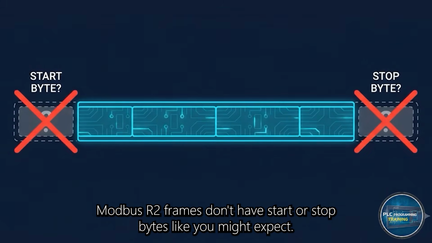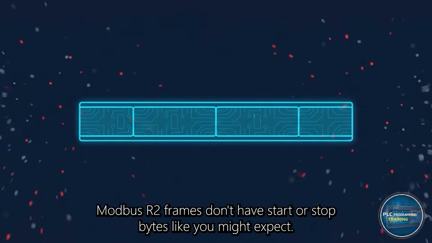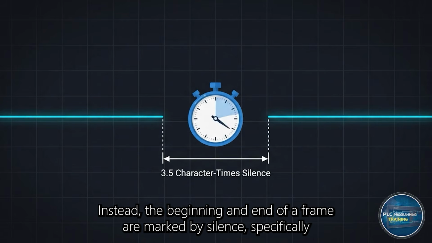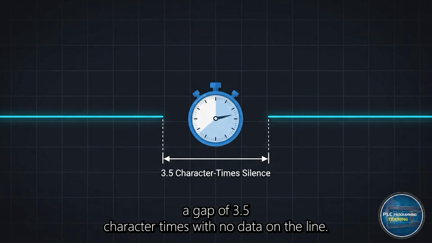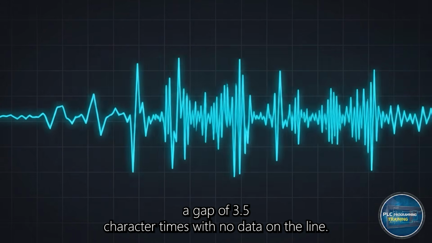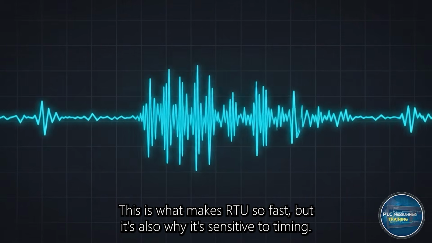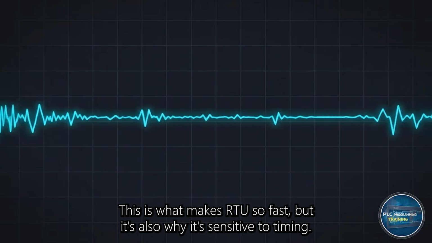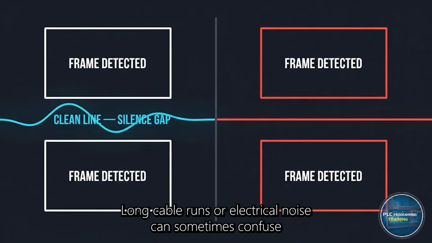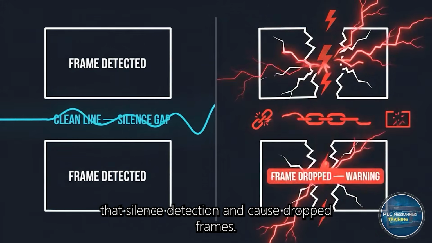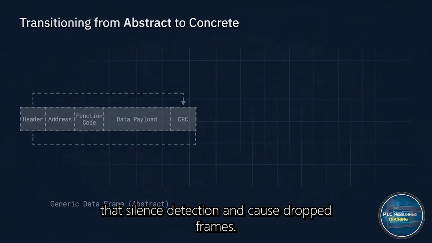One more thing worth knowing, Modbus RTU frames don't have start or stop bytes like you might expect. Instead, the beginning and end of a frame are marked by silence, specifically a gap of 3.5 character times with no data on the line. This is what makes RTU so fast, but it's also why it's sensitive to timing. Long cable runs or electrical noise can sometimes confuse that silence detection and cause dropped frames.